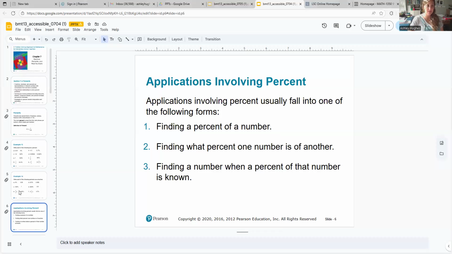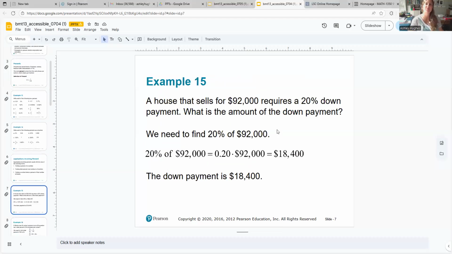100% of number. Okay, so let's see if we can talk about how to do this. A house that sells for $92,000 requires a 20% down payment. What is the amount of the down payment? We need to find 20% of 92,000. So when you hear that word "of," it means multiply.